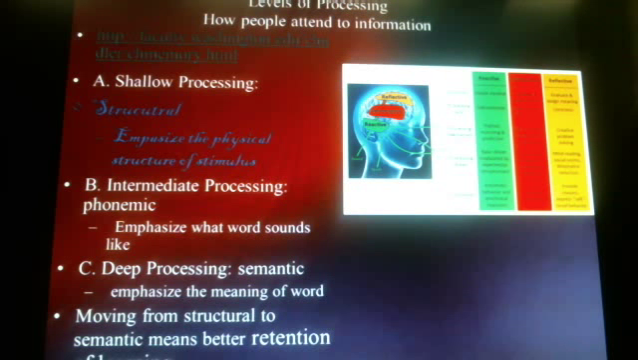Shallow processing is basically what's called structural. That's where you're emphasizing the physical structure of the word. That's why I have this in blue here and in a different font, because I wanted you to concentrate on those letters and notice how they were spelled and how they were put together. That's what you do when you do what's called shallow processing.